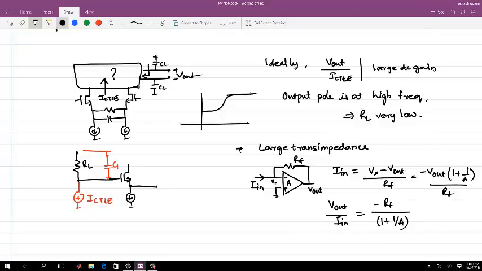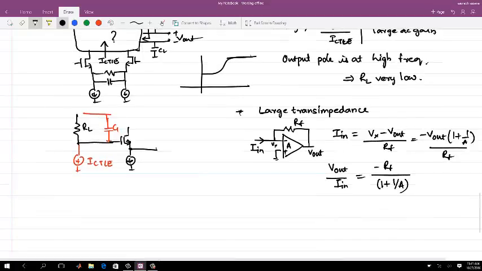As large an RF as I want, in an ideal sense, I can get a large gain. So let's say if A tends to infinity with a very large gain, this is minus RF. Now what is the output impedance of this block? Ideally 0.